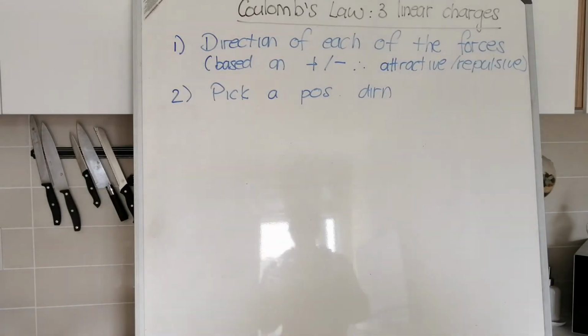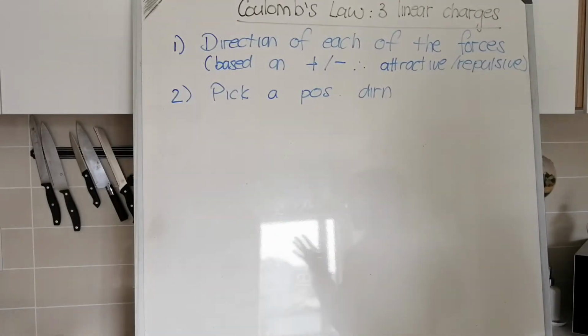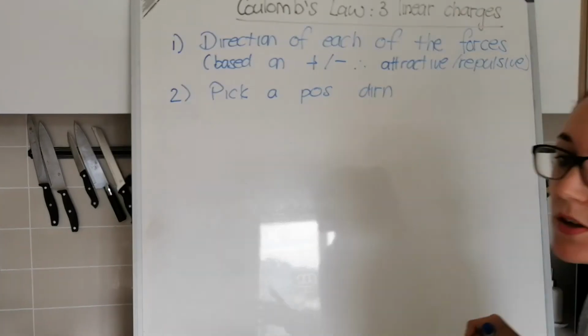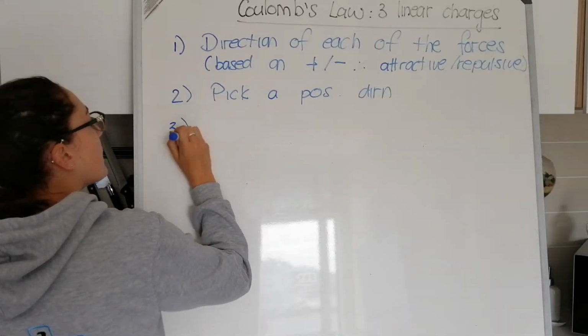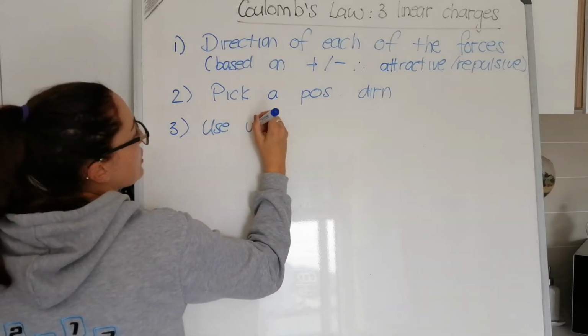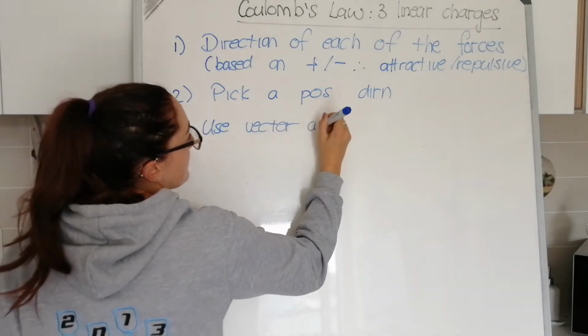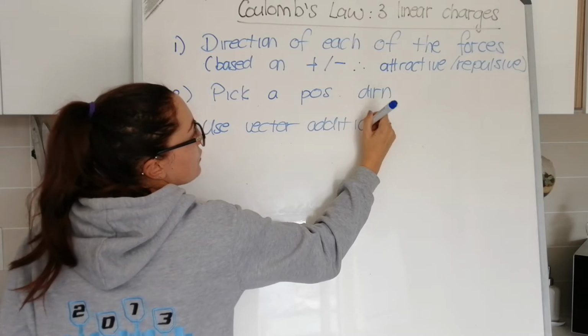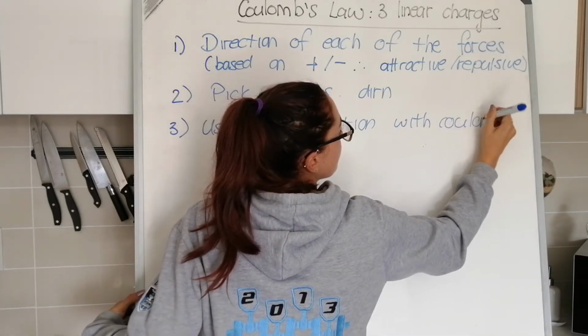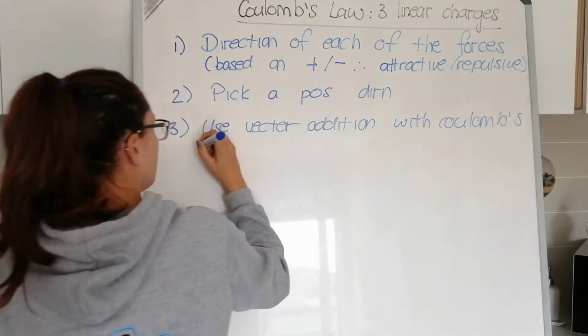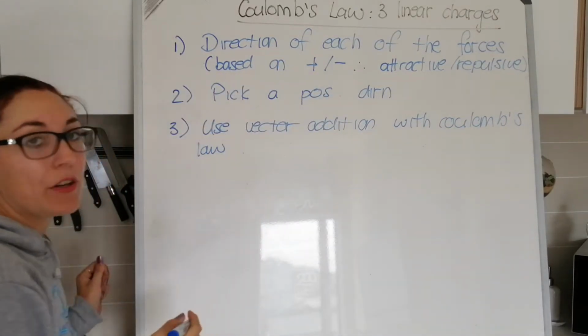Okay, sorry about that. So you pick a positive direction. You say let left be positive or let right be positive or whatever it is. Then step 3. We're going to use vector addition with Coulomb's law to write out what the net force would be.